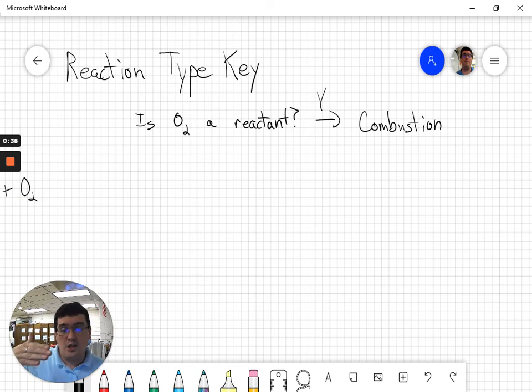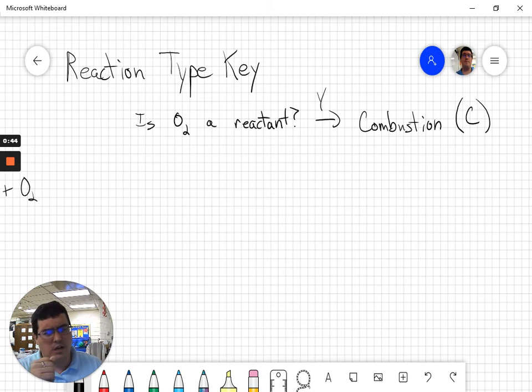We use a shortcut there, and instead of writing out all of combustion, you'll often see me write a capital C. Do be careful doing that in Word, though. I think Google Documents does this too. It'll change that to a copyright symbol if you're not careful. If O2 is not a reactant, then we go to the next question.